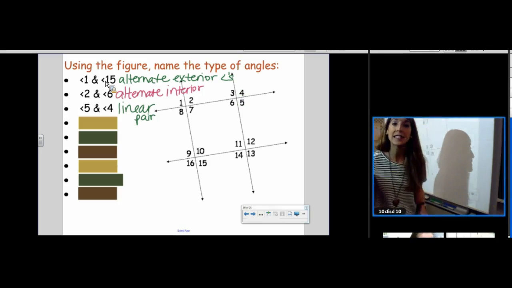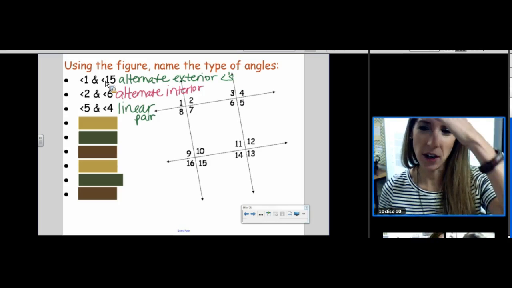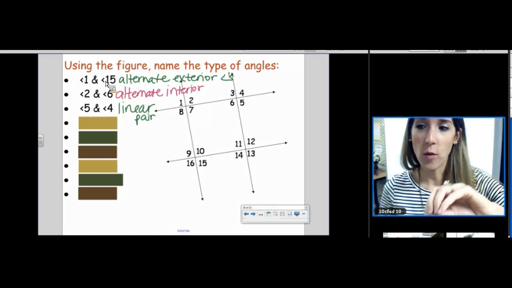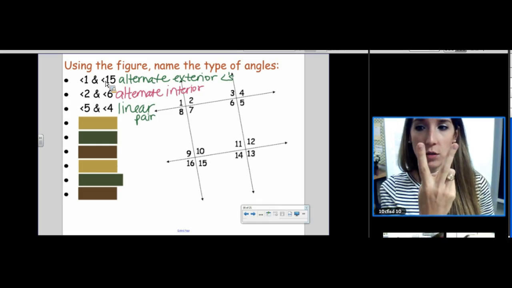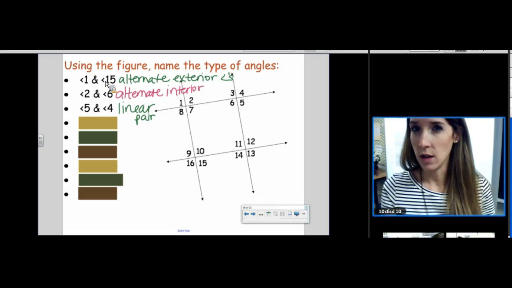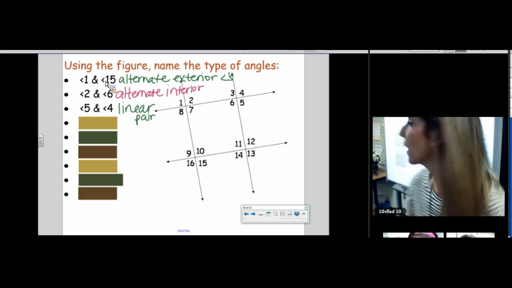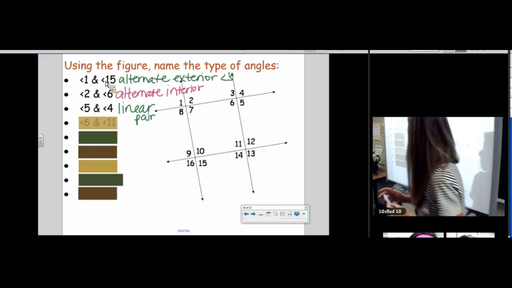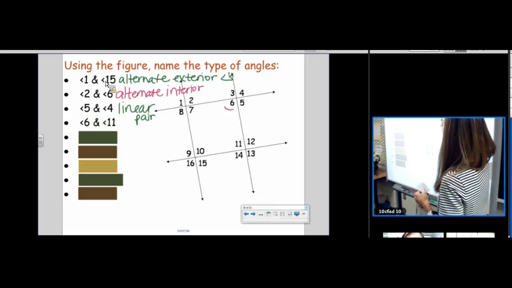They are on the same side of the transversal, but one is interior and one's exterior. And actually, look, 5 and 4, there really is no transversal because it doesn't involve 2 lines with a transversal. So 5 and 4 actually are not a transversal relationship. Okay, next one, TJ. 6 and 11. What do you have for 6 and 11, TJ?